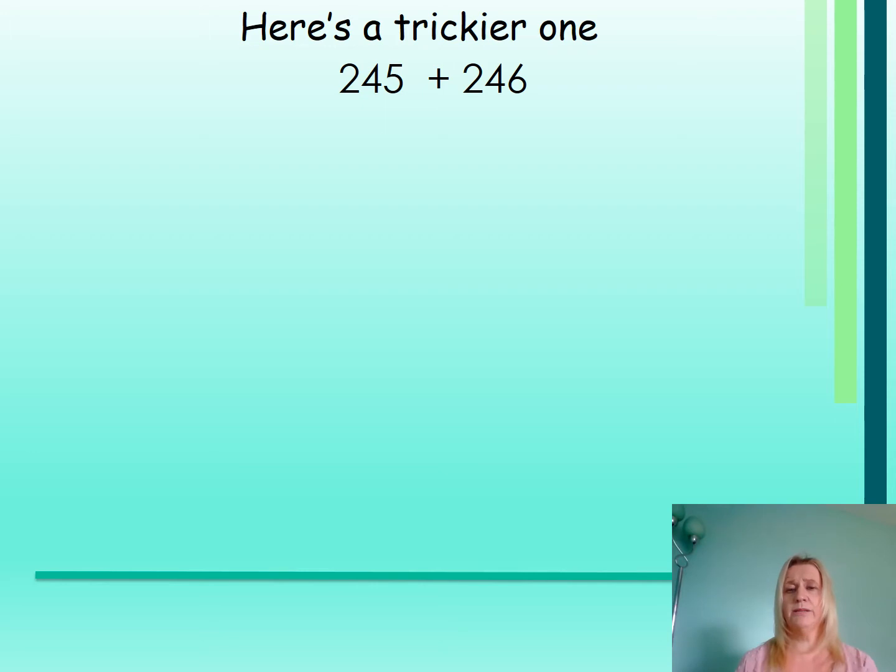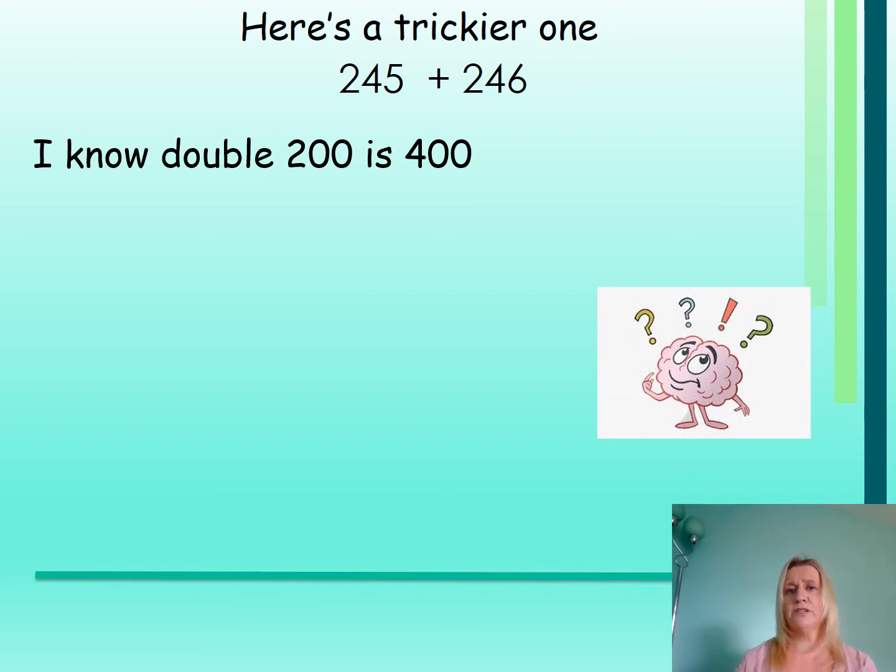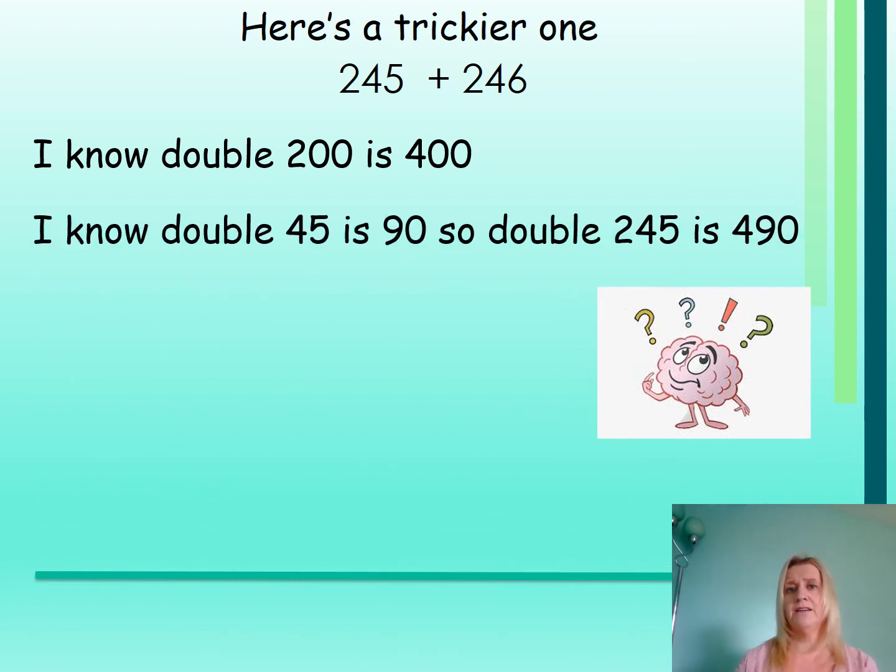Let's have a look at a trickier one. 245 add on 246. We can see that these two numbers are very close together, and that's why we use the near double strategy. I know that double 200 is 400, and I know that double 45 is 90. If I didn't know that, I could do double 40 and then double 5. 80 add on 10 would still give me 90. So double 245 is 490.